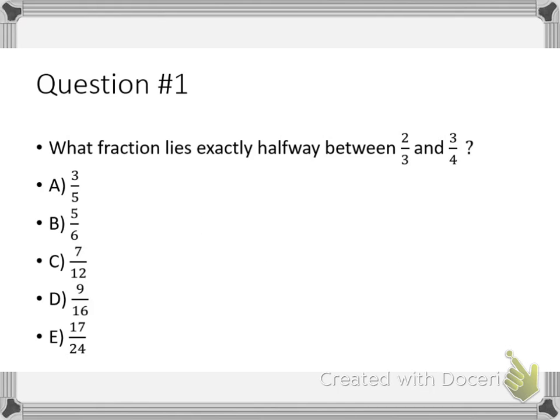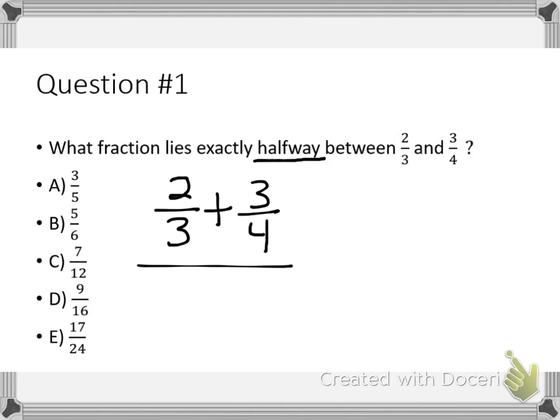So the first problem that we're going to look at says, what fraction lies exactly halfway between 2/3 and 3/4? As soon as you see that word halfway, you're doing a midpoint, which means you're going to add your two numbers, so in this case 2/3 plus 3/4, and divide that number by 2. Students can just type this in their calculator. If we do 2/3 plus 3/4 and divide by 2, we get 17/24. So our answer in this case is E.